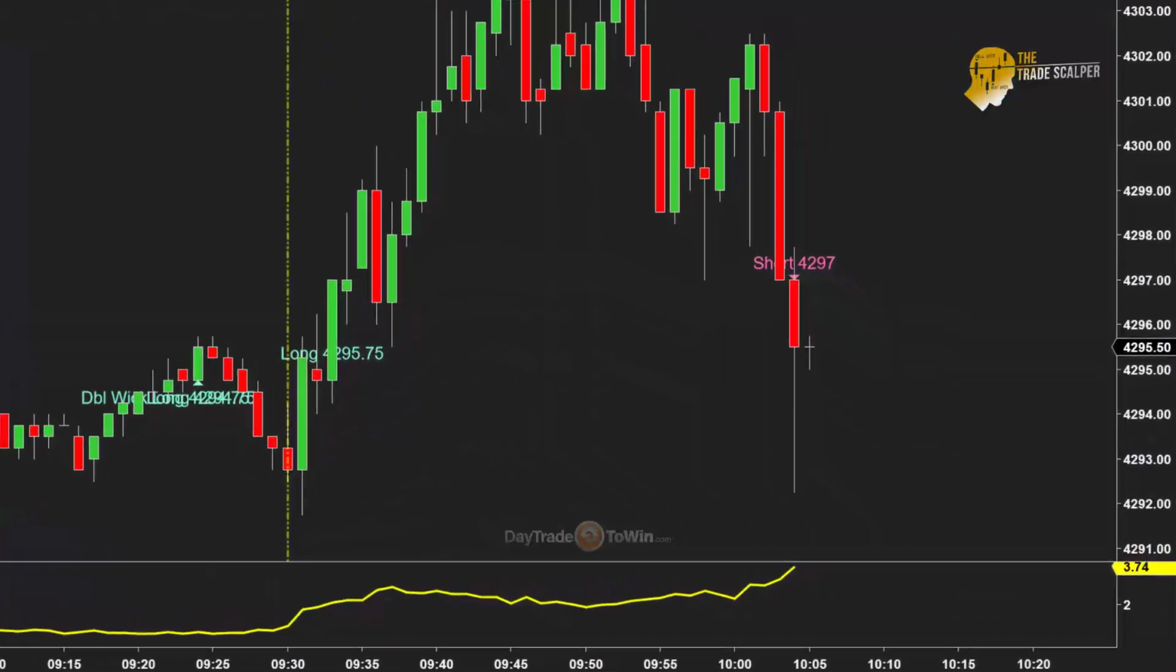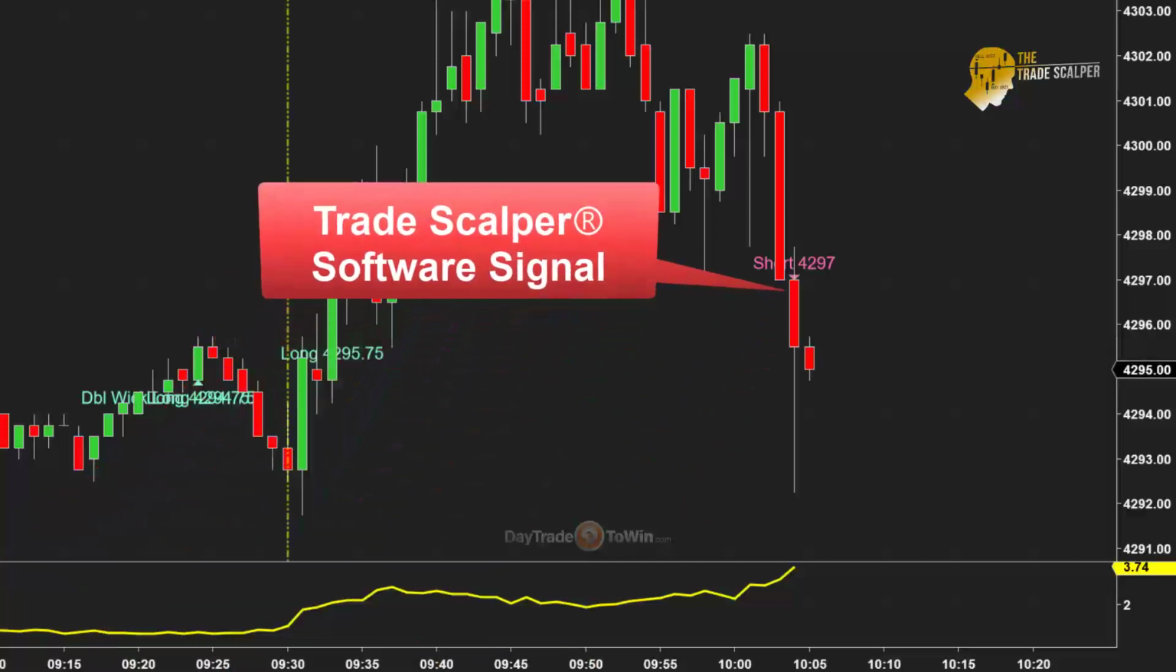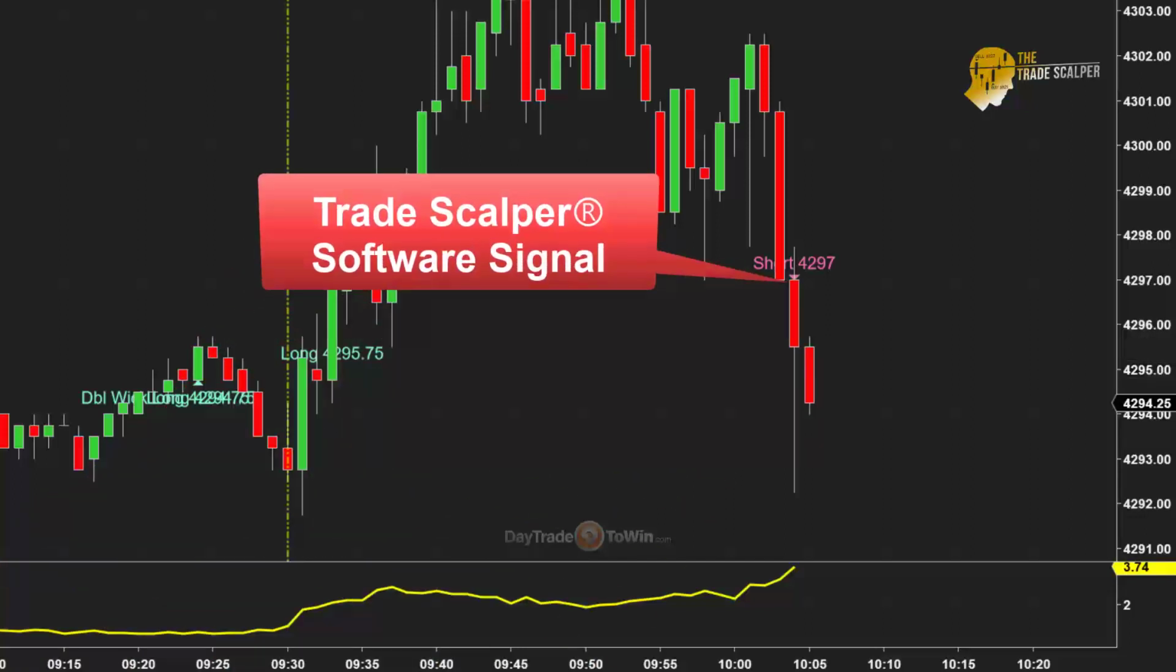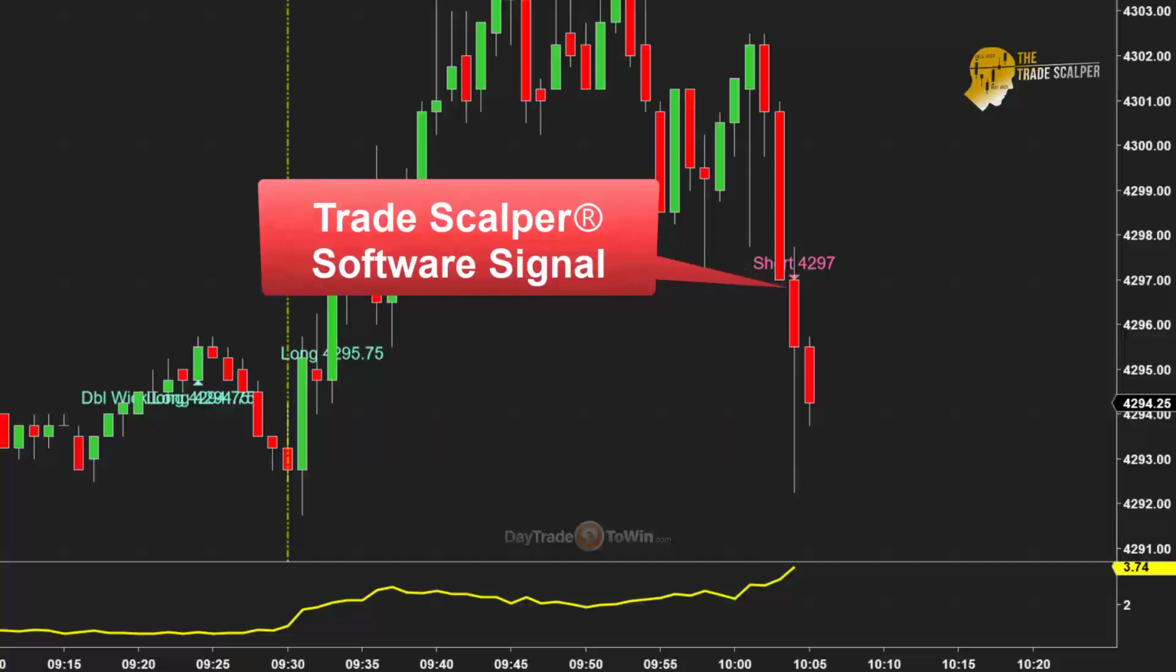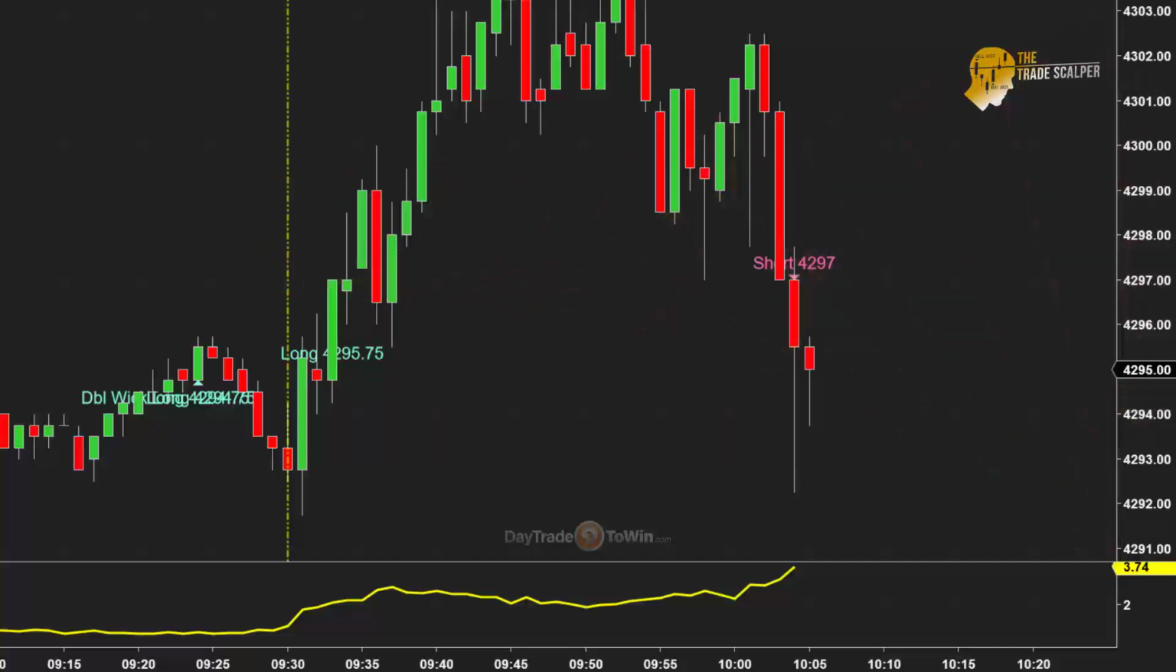So we have a signal here. I'm not sure if you heard that doorbell or that audible alert. So there's a sound also that alerts you to a signal. So the entry is about 42.97. So at this point, what we want to do is enter as a seller. We're going to short the market at about 42.97.